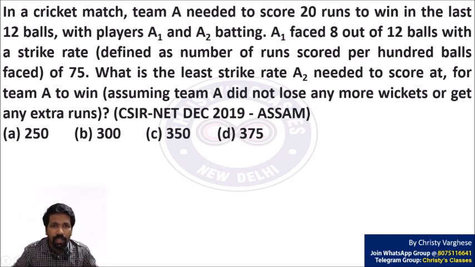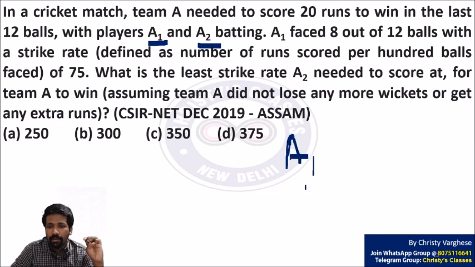That's all. In a cricket match, team A needed to score 20 runs to win in the last 12 balls. That means 20 runs in 12 balls, with players A1 and A2 batting. So there are two players. Those of you who are interested in cricket can take your favorite batsman instead of A1 and A2. So, A1, A2.